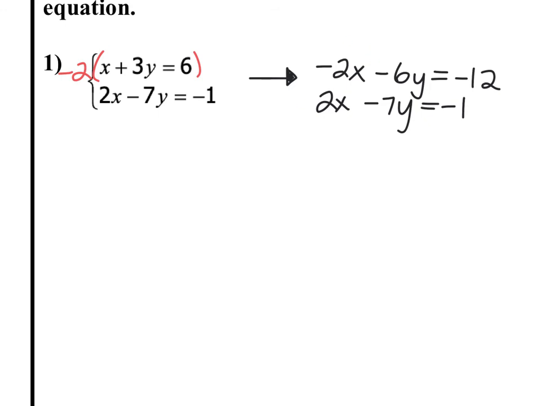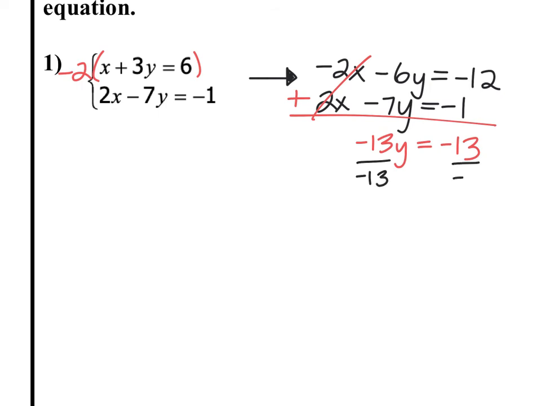So if I add these up, then the x's are going to eliminate because they add to 0. Now it should be pretty easy. -6 plus -7 is -13, y. -12 plus -1 is -13. Then I just divide by -13 and get that y is +1.